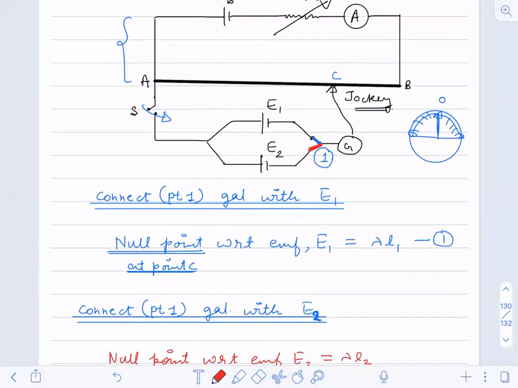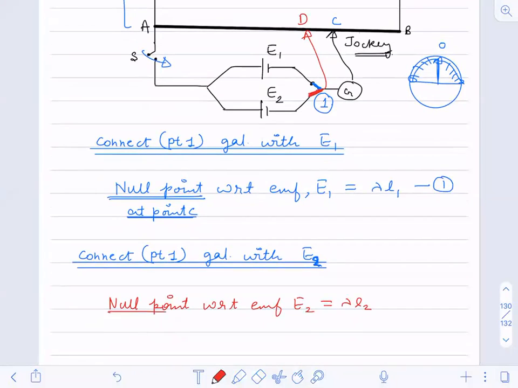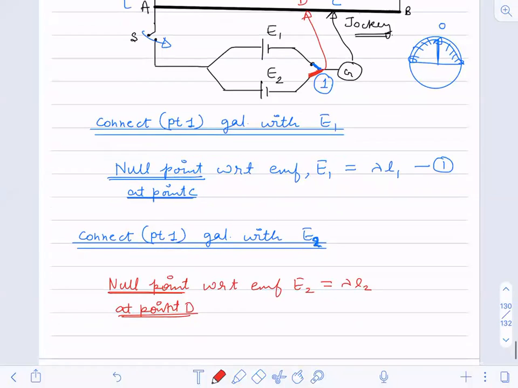Suppose this is at some point here, suppose at D. Obviously, if they are having two different EMFs, you will not have the null point at the same point. It will be at two different points. So this is point 2 now.